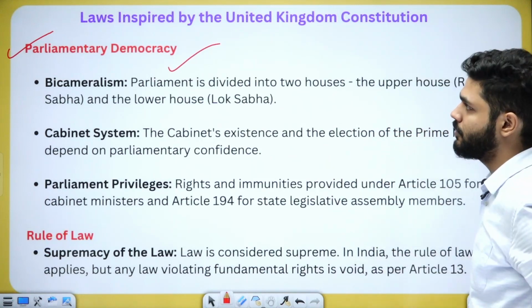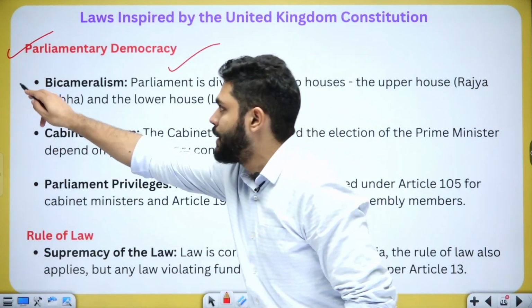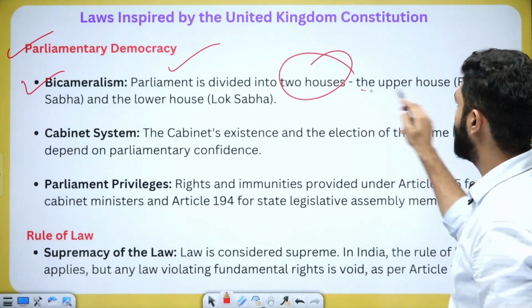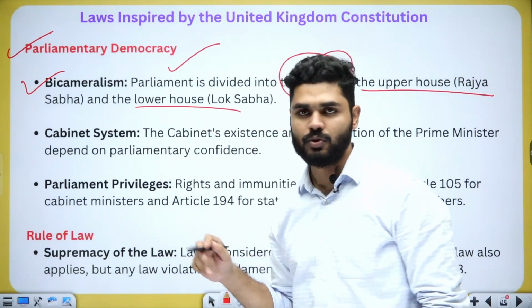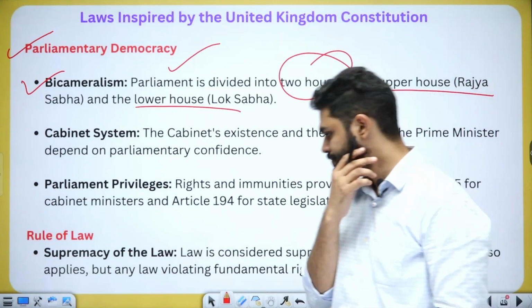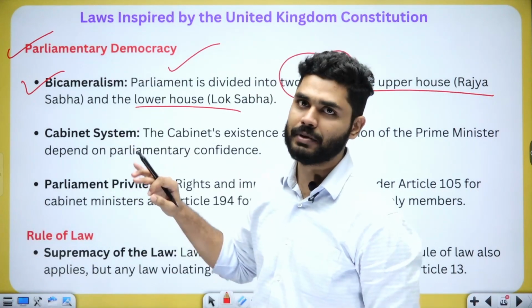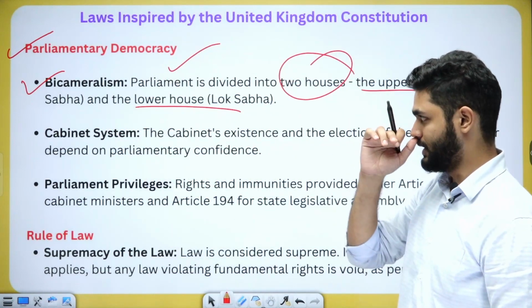From parliamentary democracy, we took bicameralism. The parliament is divided into two houses, the upper house and the lower house. So Vidhan Sabha, Vidhan Parishad, the Rajya Sabha and the Lok Sabha. This idea is called bicameralism, and this has been taken from the United Kingdom.